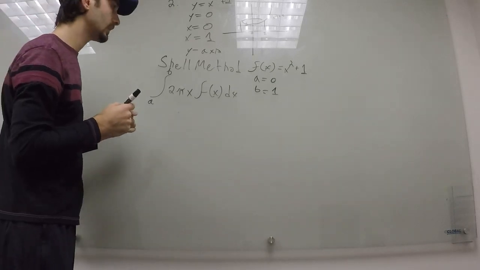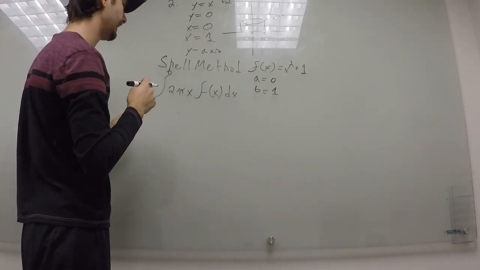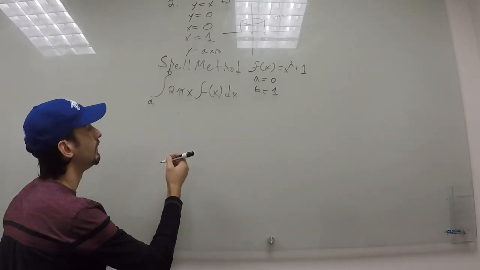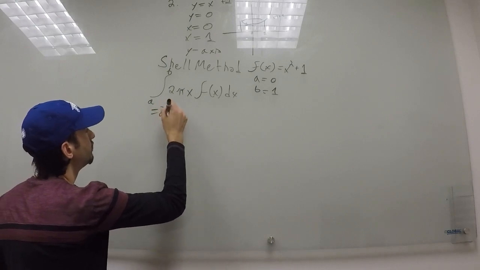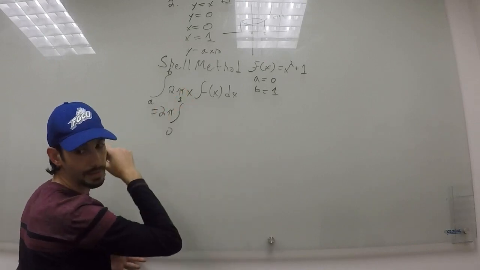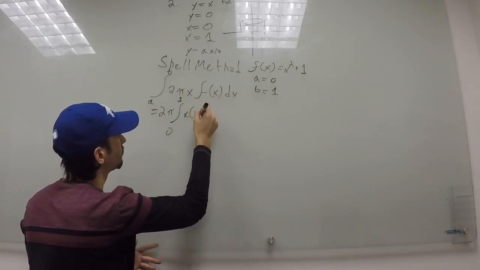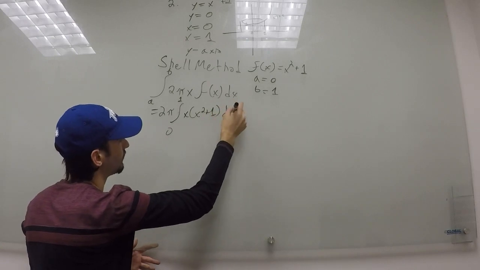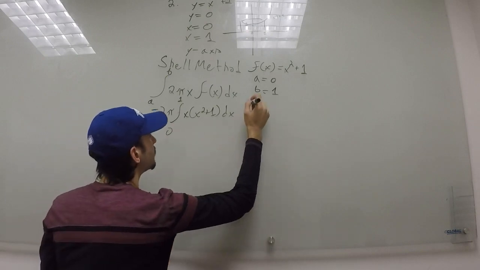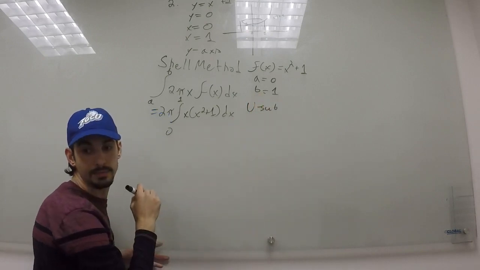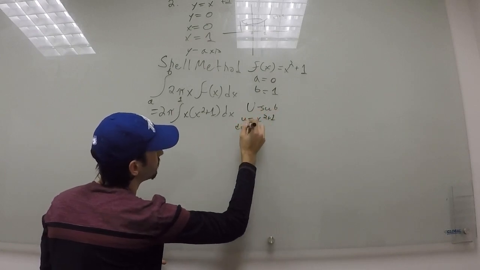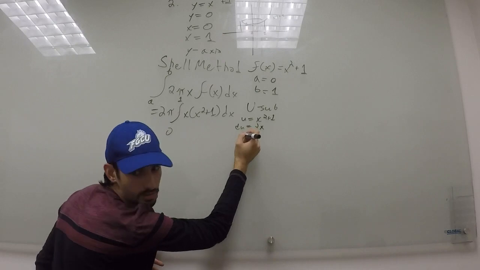And then we can just keep x the way it is. So we have 2 pi times the integral going from 0 to 1 of x times (x squared plus 1) dx. And then from this point, we are going to do u-substitution, and basically we're going to set our u as x squared plus 1, and our du as 2x dx.